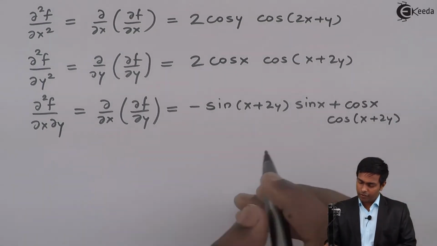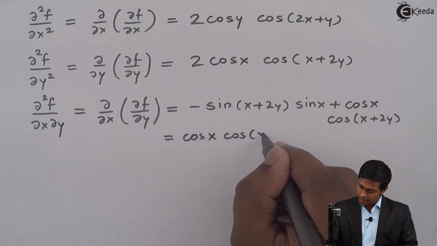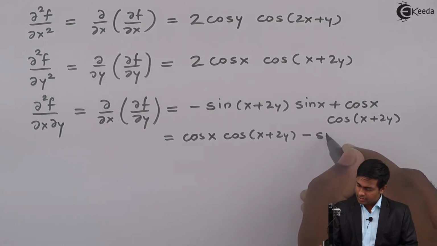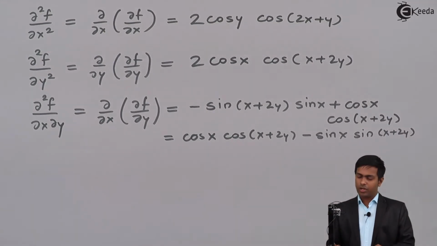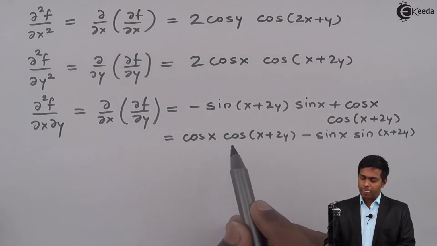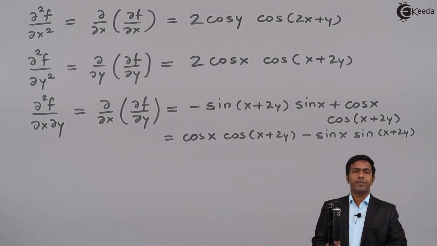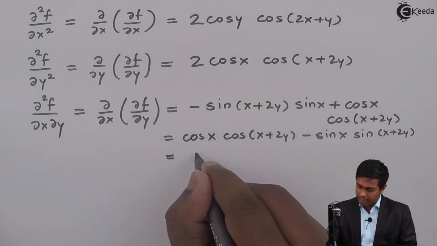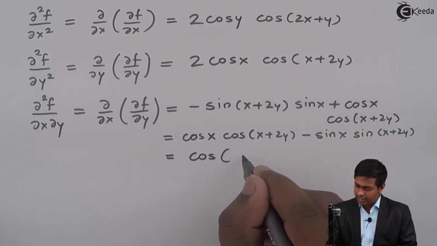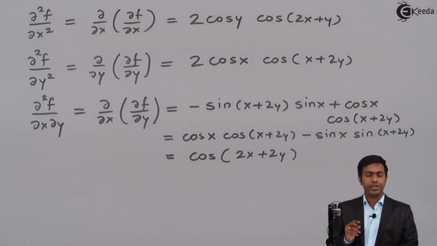So if we rewrite it properly, we have cos x cos(x + 2y) minus sin x sin(x + 2y). Here we are getting the form cos A cos B minus sin A sin B, that is nothing but cos(A + B). So I can say cos(x + x + 2y), that is cos(2x + 2y). So this is the value of ∂²f/∂x∂y.